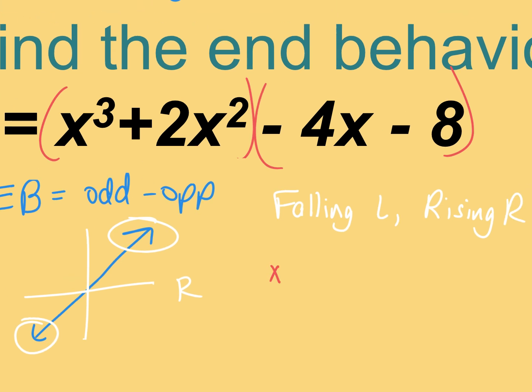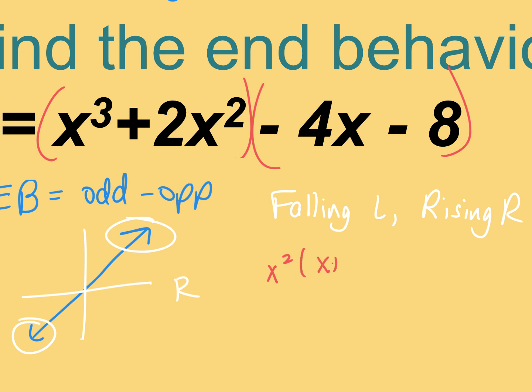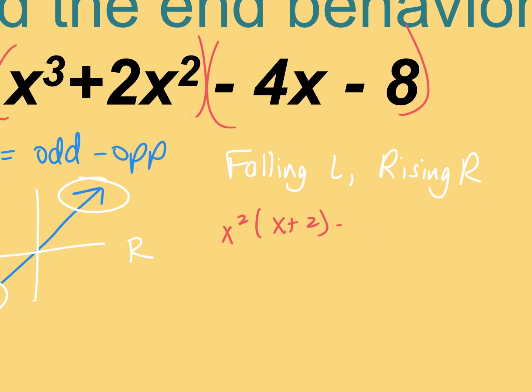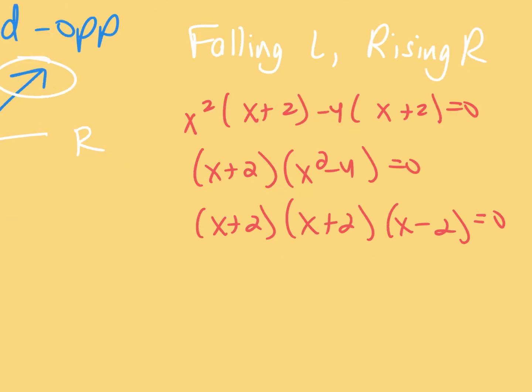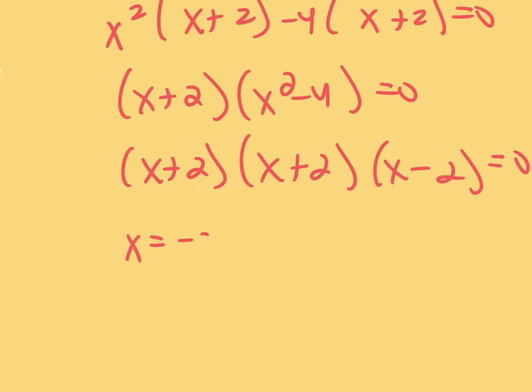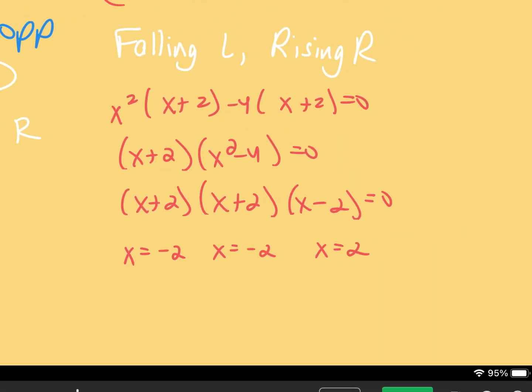So I'm going to take out x squared here, yeah? I'm left with x plus 2. I'm going to take out here a negative 4, and I'm left with x plus 2. Okay. So I have x plus 2, and then I have x squared minus 4. So x plus 2, and then this breaks down to x plus 2 times x minus 2. You guys agree? Okay. So what are my x values? I have x equals negative 2, x equals negative 2, and x equals positive 2. Agreed? What do you notice?